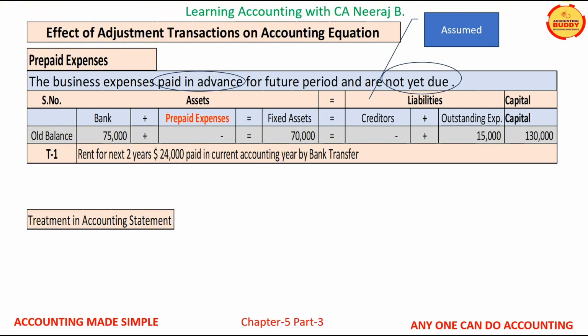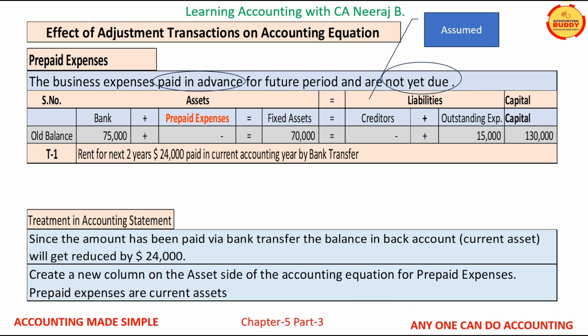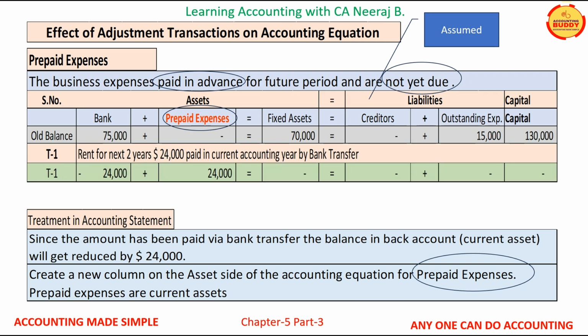Let us understand the treatment of this transaction. Since $24,000 is paid via bank transfer, it will reduce the bank balance and create a new column on the left hand side of the accounting equation for prepaid expenses. Prepaid expenses are current assets. Both bank and prepaid expenses being assets, it will have an effect only on the left hand side of the accounting equation. Bank balance will be reduced by $24,000 and the assets will increase by $24,000.